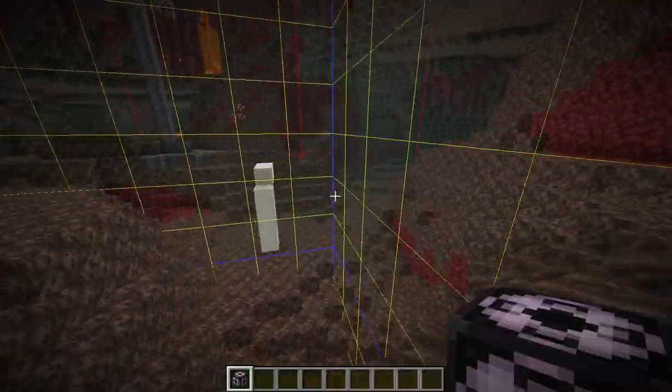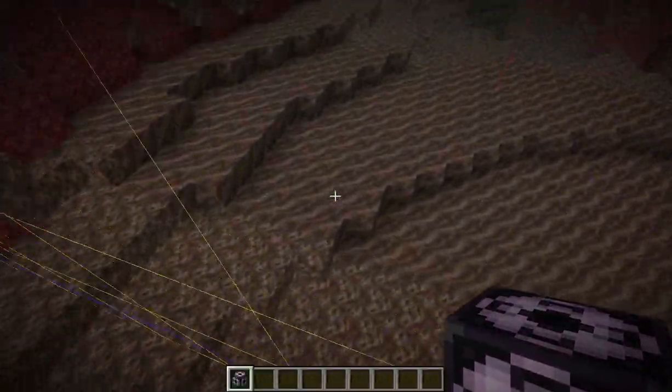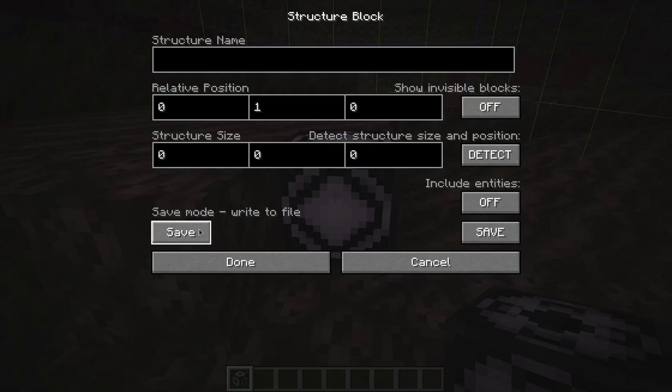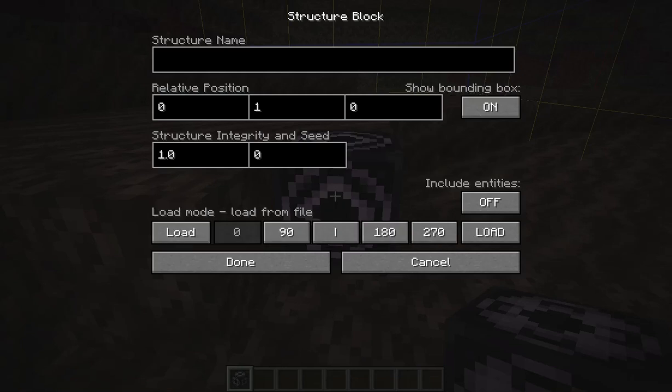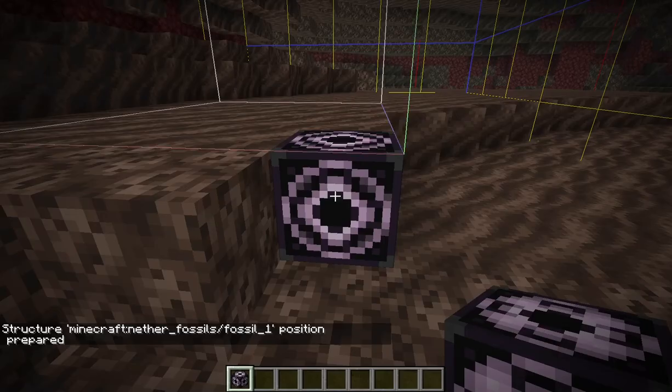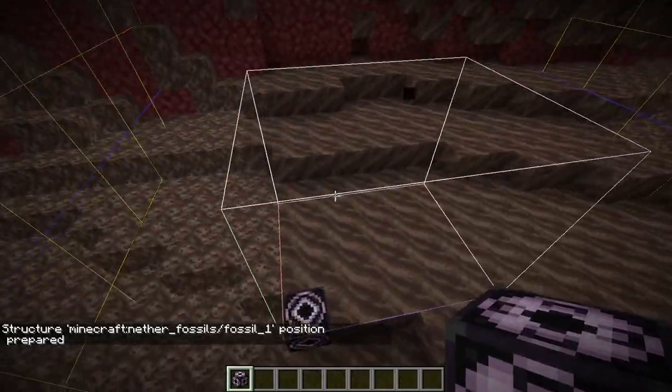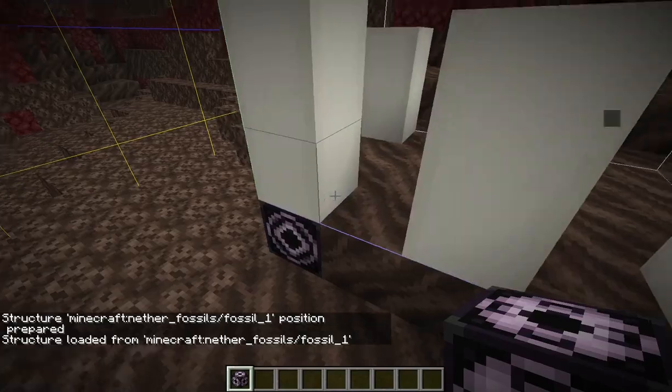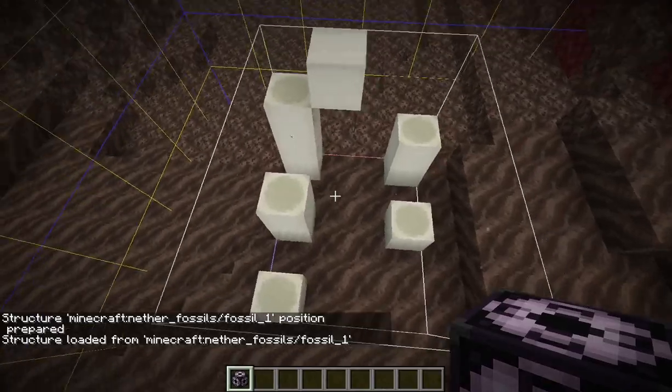Fossils that generate, you can generate them yourselves using structure blocks. You switch to load mode, and then you type in this command here, minecraft:nether_fossils/fossil, and then the number ID for it. The number IDs range from 1 to 14. So if we want to look at fossil number 1, we can hit load and it shows you the area it's going to generate it in. If you hit load again, it will actually generate the fossil for you.